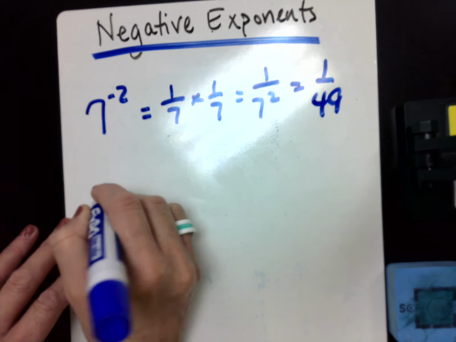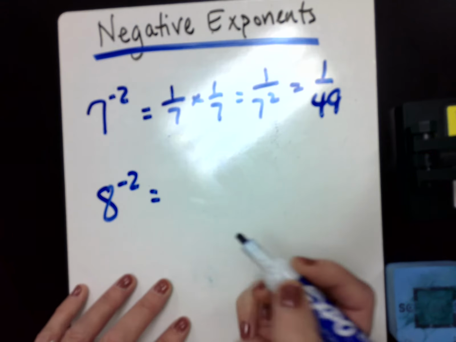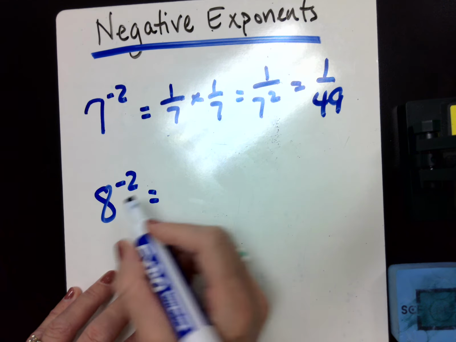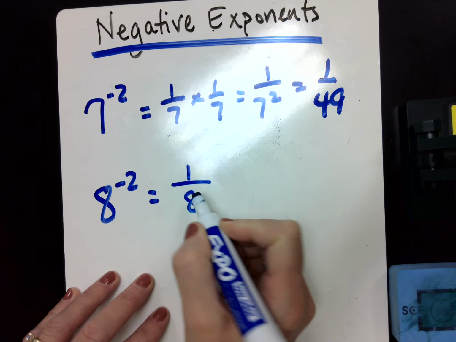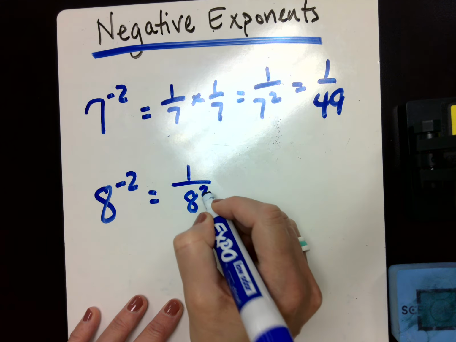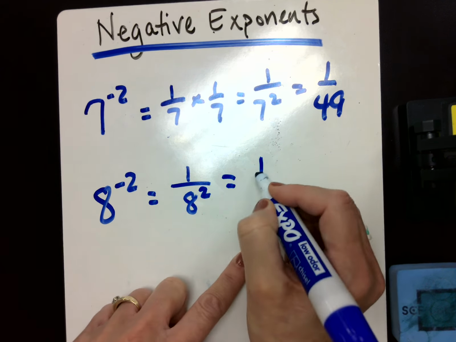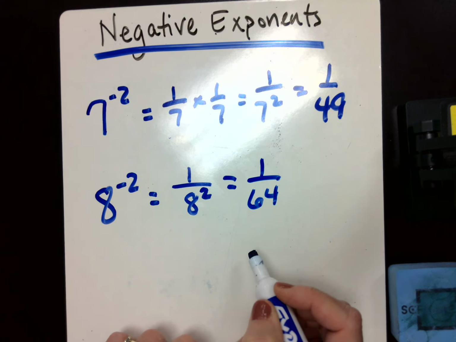So let's try 8 to the negative 2 power. Well, I'm going to flip my base. Well, this is really an 8 over 1. So I'm going to go 1 over 8. So I flipped it over. And I keep the exponent with that base. So I get 1 over 8 squared, which is 1 over 64.